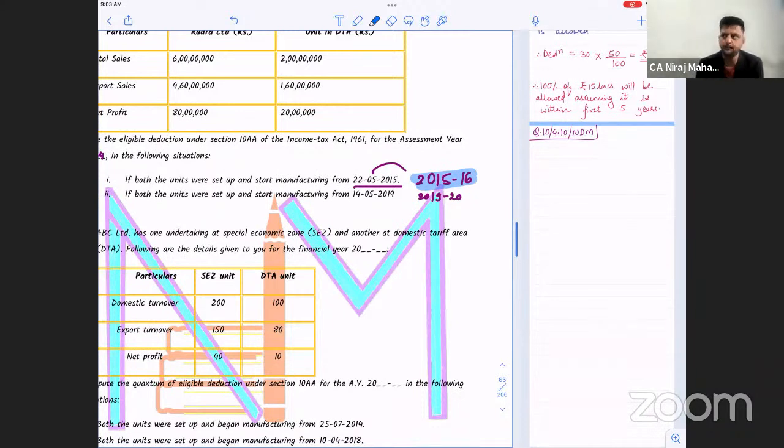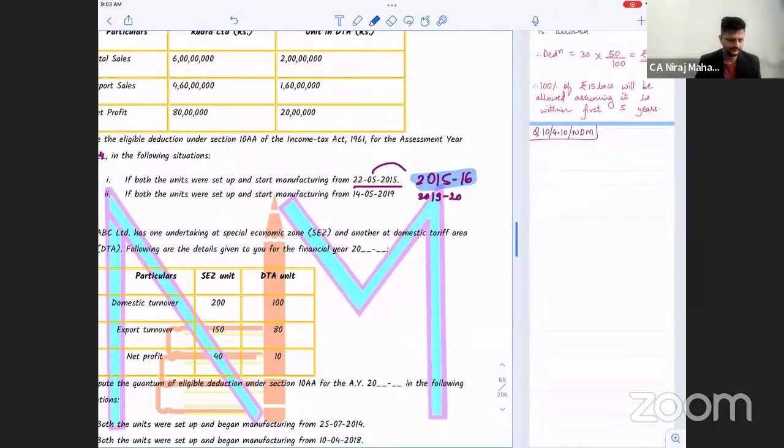So how much of the amount will be eligible to claim? Whatever the computed figure, of that 50%. Understood? Whatever the computed figure of that 50%. Clear?